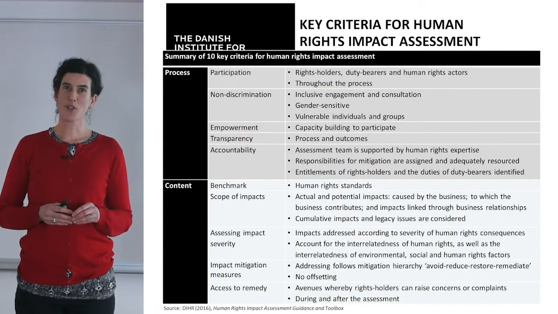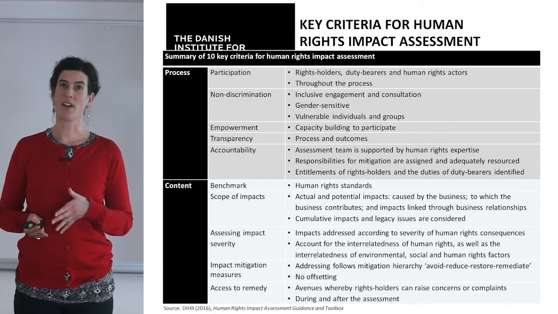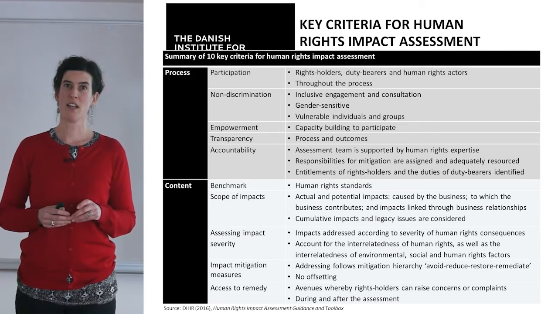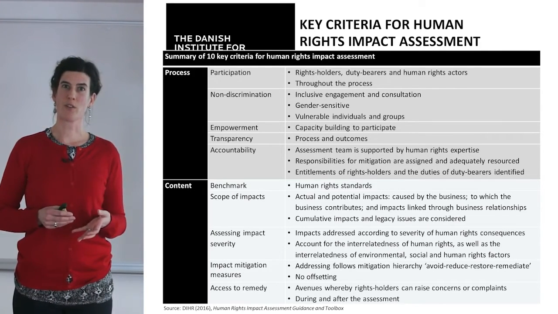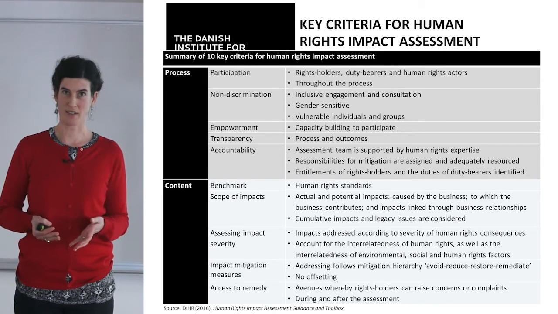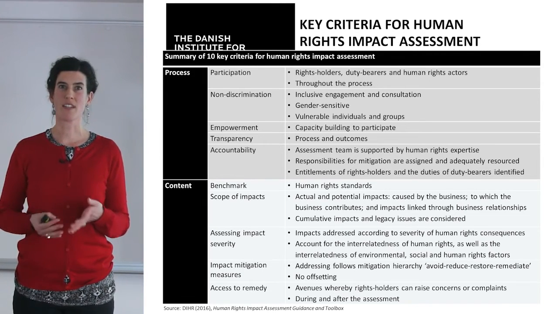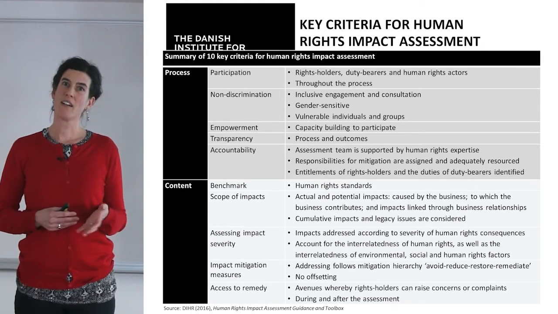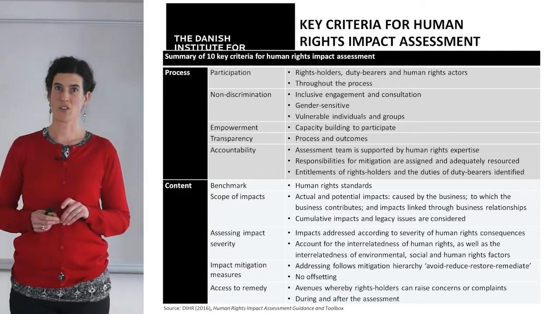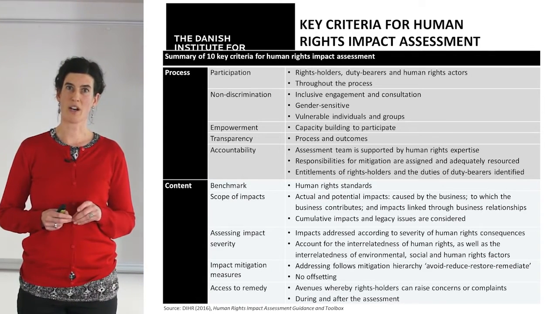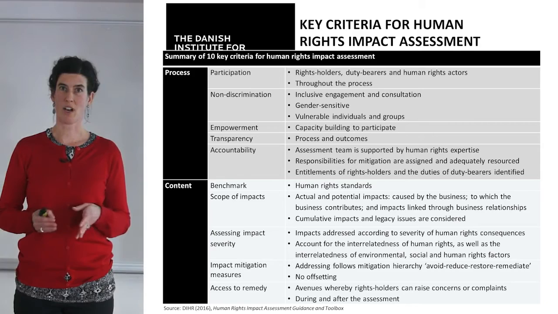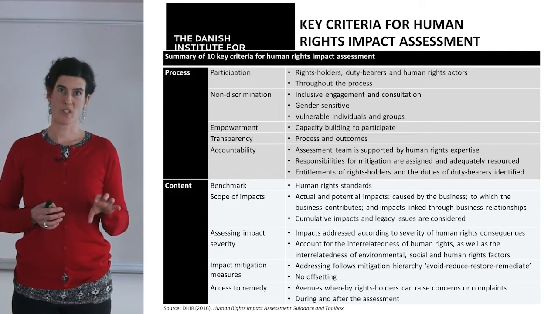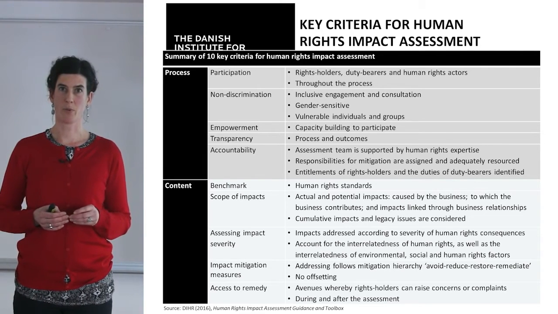So before we launch into maybe some of the key points for SIA practitioners in considering human rights in their practice, it's important, I think, to just reflect on, well, what actually would a human rights impact assessment look like, or what are some of the key considerations in a human rights impact assessment? And here I wanted to share with you these 10 criteria that we have developed as part of a human rights impact assessment guidance and toolbox. And broadly speaking, there are 5 process principles and 5 content principles.